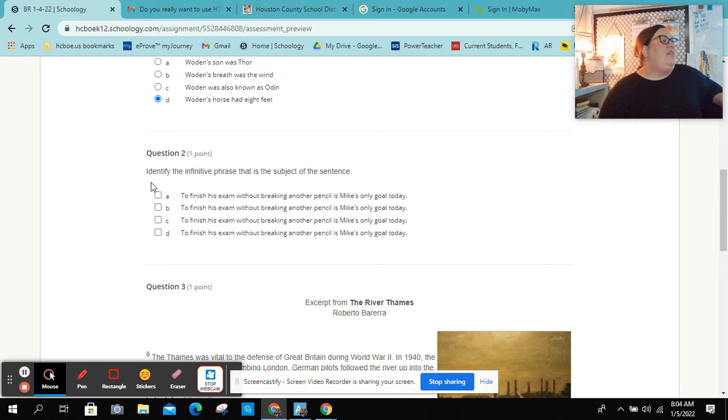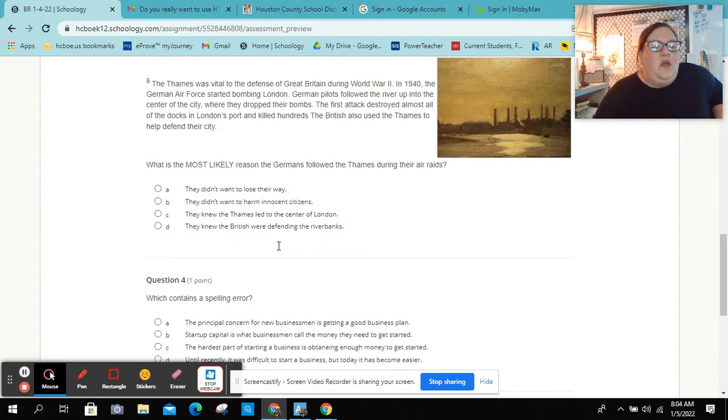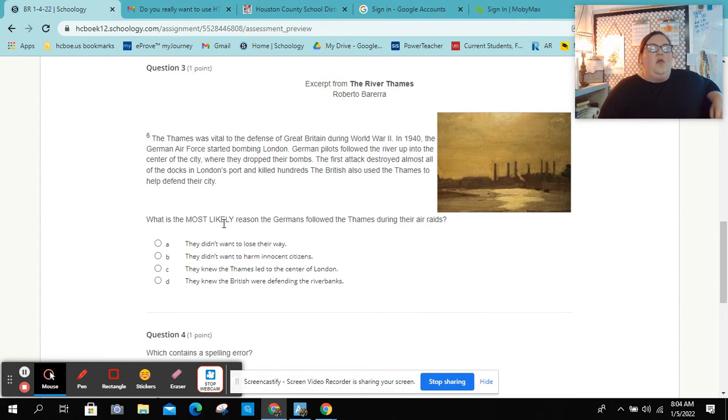Question 2. I took this out of the bell ringer because every question was the same, so you got credit for this one. I copied and pasted it incorrectly. All right. Number 6. What is the first thing we need to do here? Number what? I meant number 3. I'm sorry. What is the first thing we need to do? Read the what?